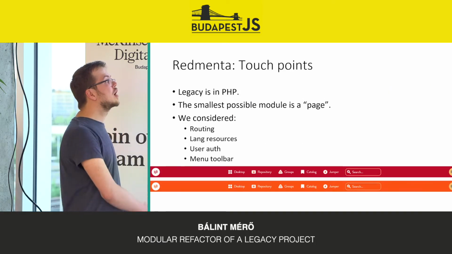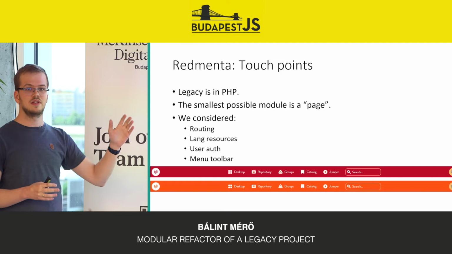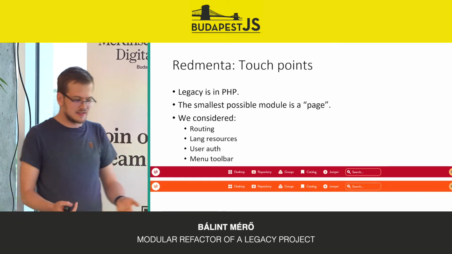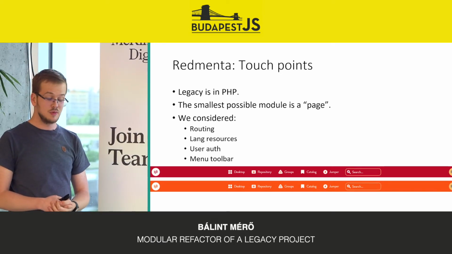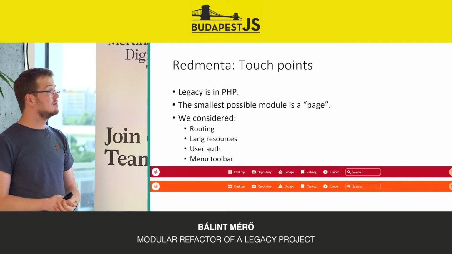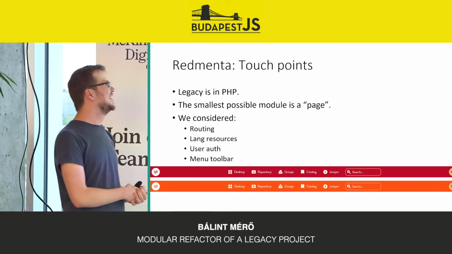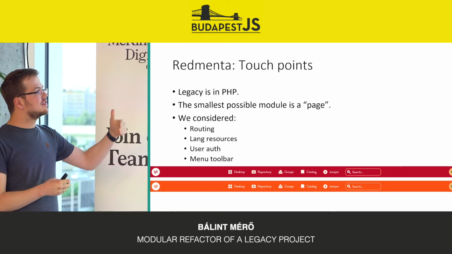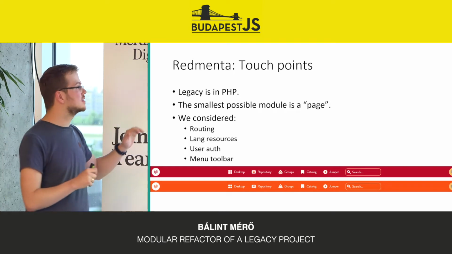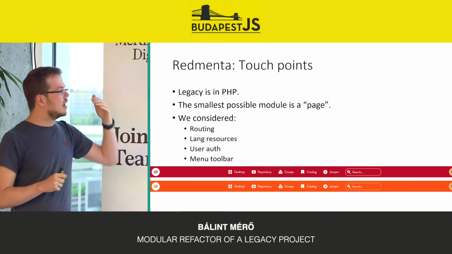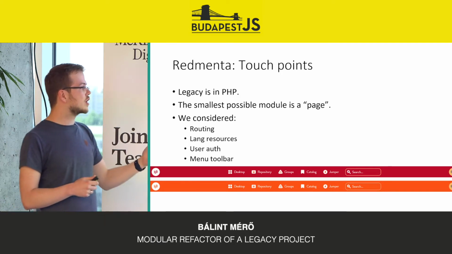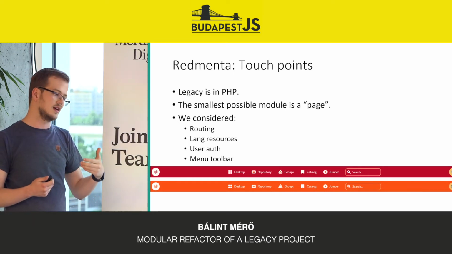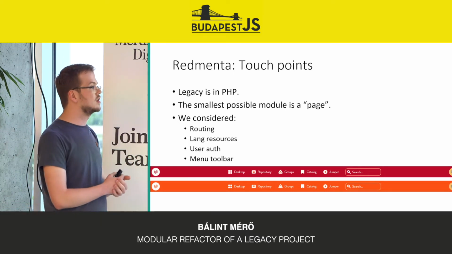So our setup, our story, the legacy application is written in PHP. Maybe the reason is I started learning with PHP and I got that book in school. Sad story. The smallest possible module is a page. So then we considered between the two options, considering the routing, the language resources, user authentication, and the menu toolbar you see on the top of the page. It is the identifier of the application.